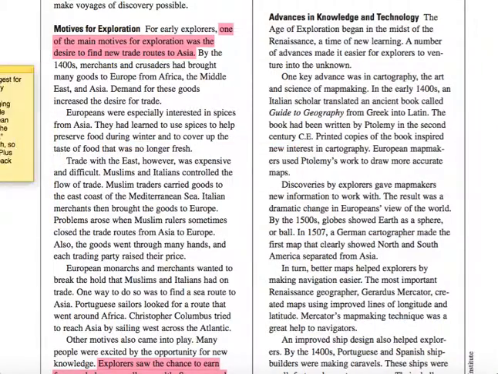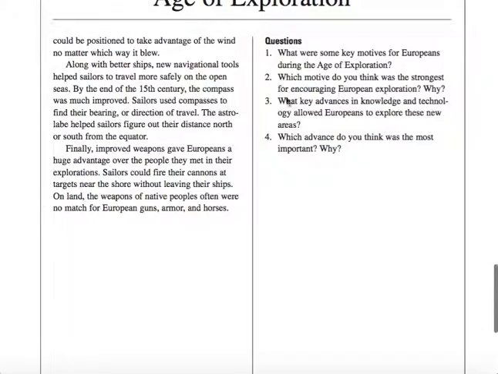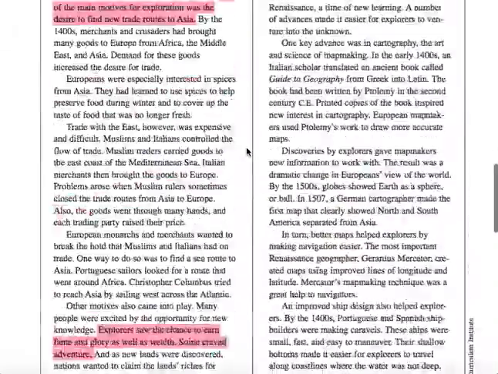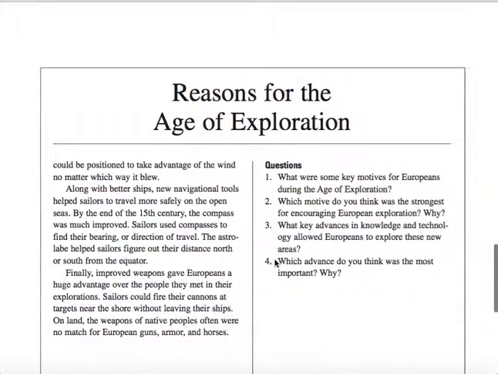So now that you can see how we use the RACE strategy and read closely to gain knowledge from texts, I would love for you to practice those strategies, answering questions 3 and 4 from this article. And go ahead and talk about that with your learning guide after you do it to see how well you think you did. All right, guys, have a great day.